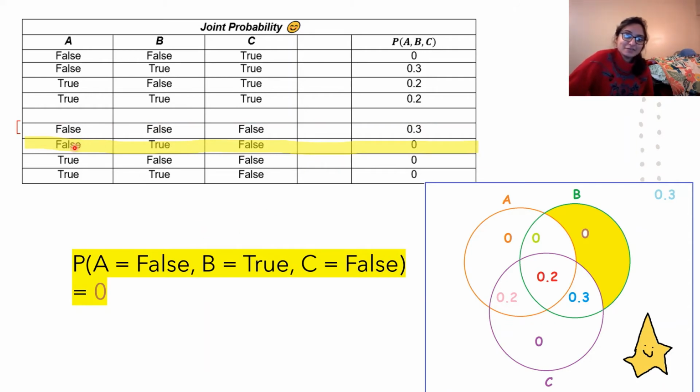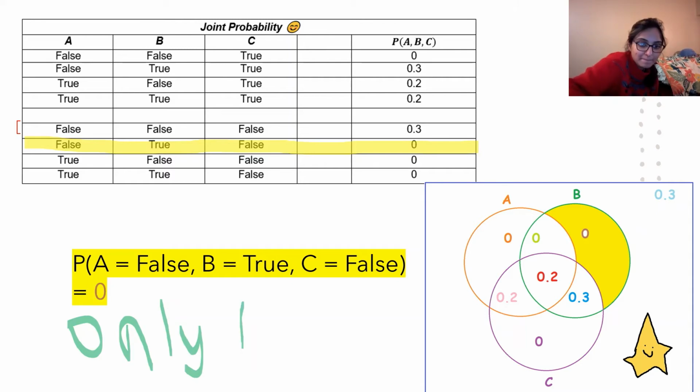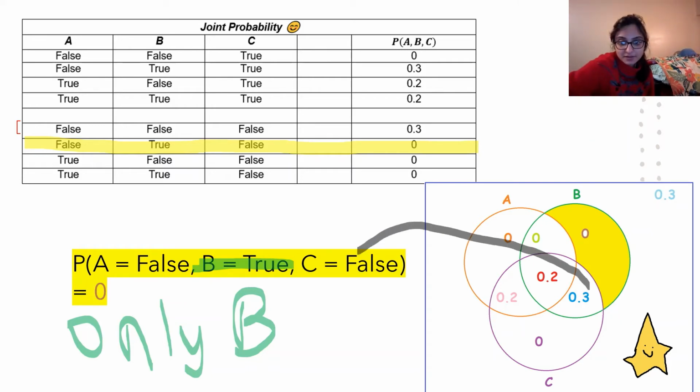And next, okay, so A is false, B is true, and C is false. So how you interpret this is simply equal to only B. So B is true, and the rest are false. So we just have to look at the part of B that is true, where it does not intersect with A because A is false, and it does not intersect with C because C is false. So because C is false, we cut that part out.